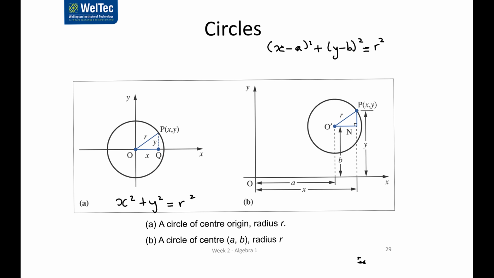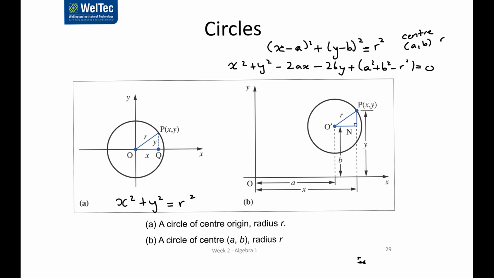We could rearrange that and multiply it all out. So we could get that x squared plus y squared minus 2ax minus 2by plus a squared plus b squared minus r squared equals 0. And if we looked back from that, we'd see that it had a centre of (a, b) and a radius of r.